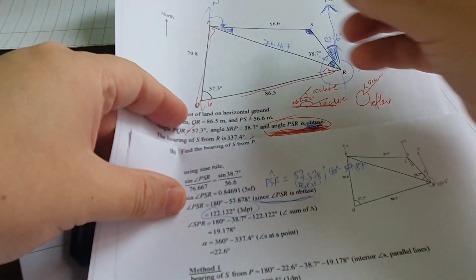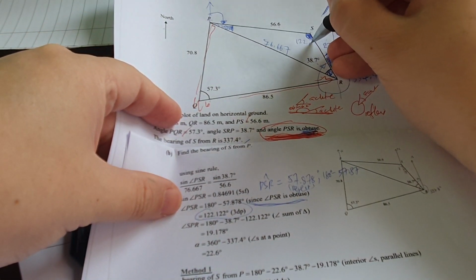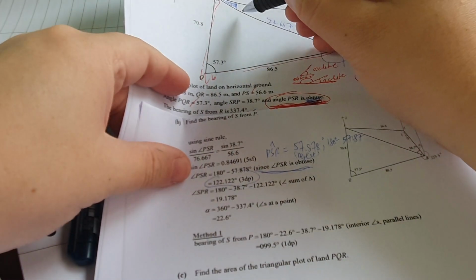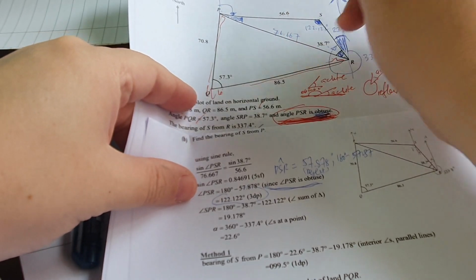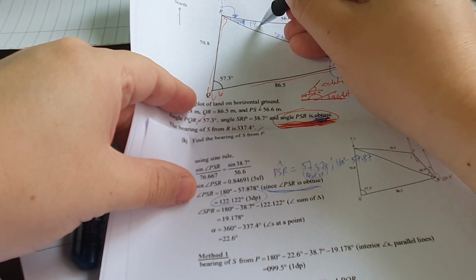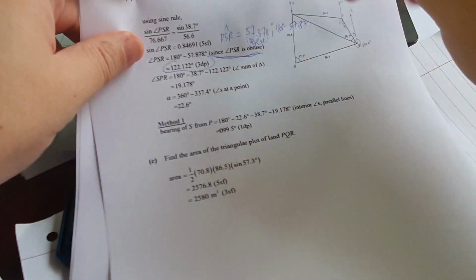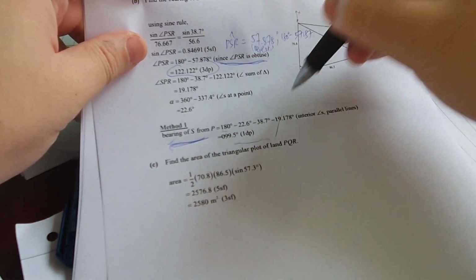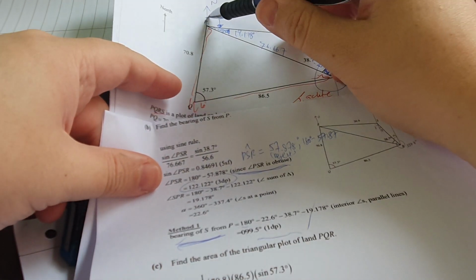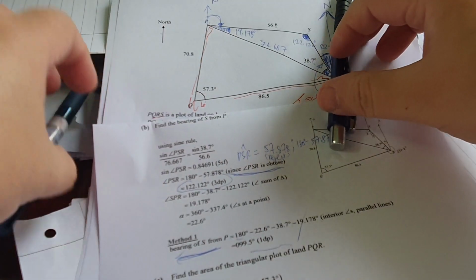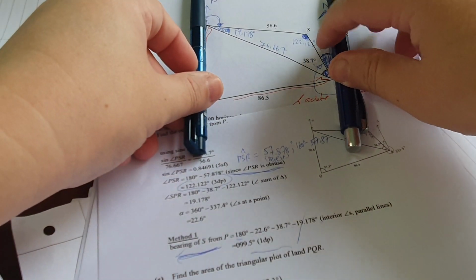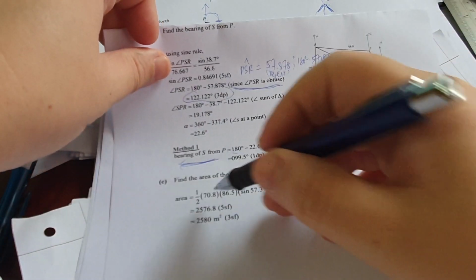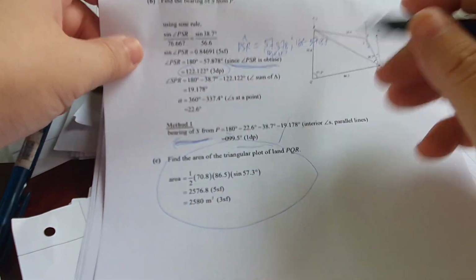Then get this. So this one is 122.122. Very nice number. Okay? Then you take 180 minus this, you will be able to get this, which is 19.178. Then the whole bearing is just 180 minus this. That's it. Finish. Meaning, you want to find this, it is 180 minus this, then you get this already. Finish. Then the last part, just use half AB sin C. Okay, I won't go through.